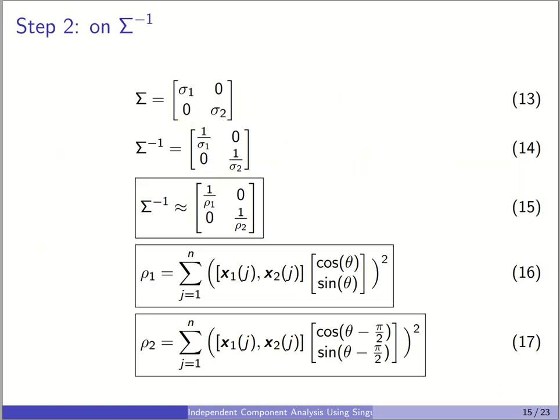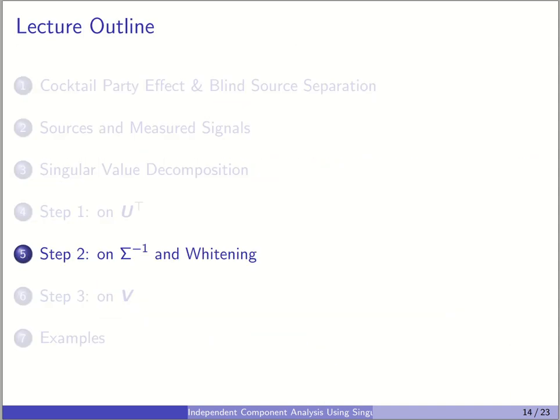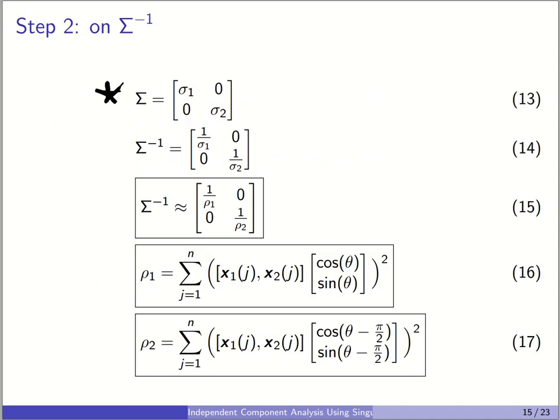Step 2, sigma inverse. Do you remember sigma was a diagonal matrix with sigma 1 and sigma 2? What was sigma 1 and sigma 2? We showed this in this figure. We had sigma 1 and sigma 2. But currently we are on the right hand side of the figure, so we need to estimate sigma 1 and sigma 2. We also have sigma inverse. Therefore, as it is a diagonal matrix, its diagonal is inverted. So we'll have 1 over sigma 1, 1 over sigma 2, and then we can estimate this sigma inverse by 1 over rho 1, 1 over rho 2.